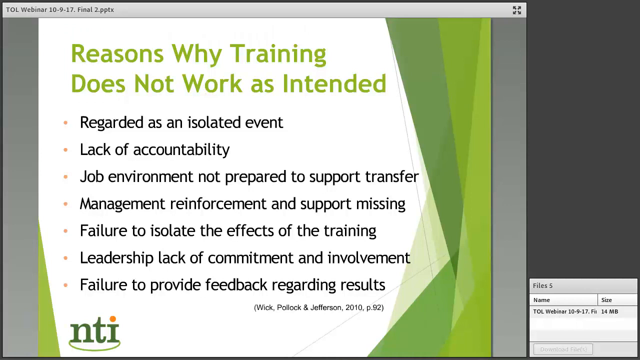Again, the reasons why training does not work, we know these facts. The more important thing is how can we make training work as intended? And we're going to talk a little bit more on the subsequent slides about that.